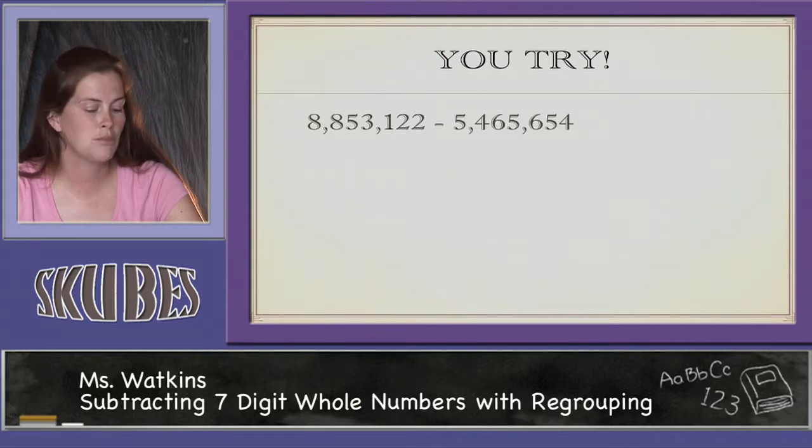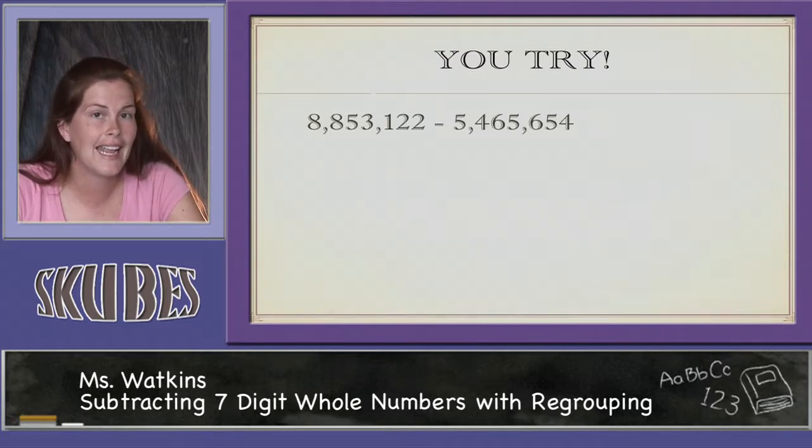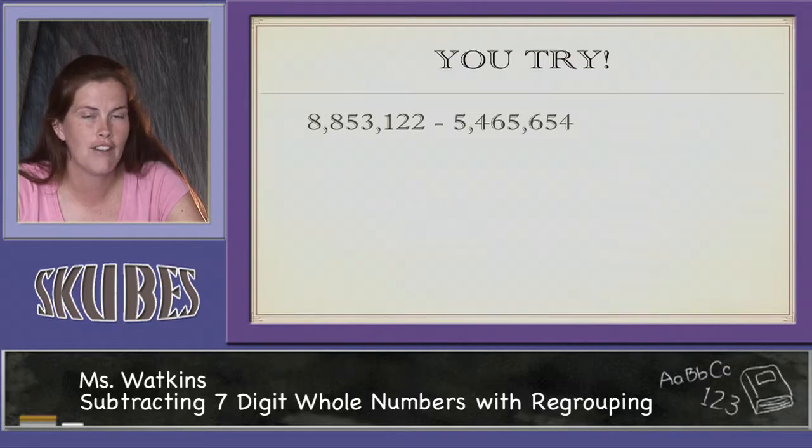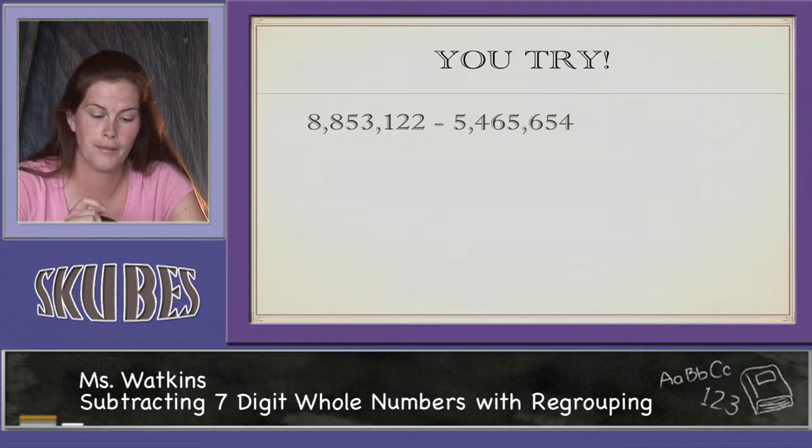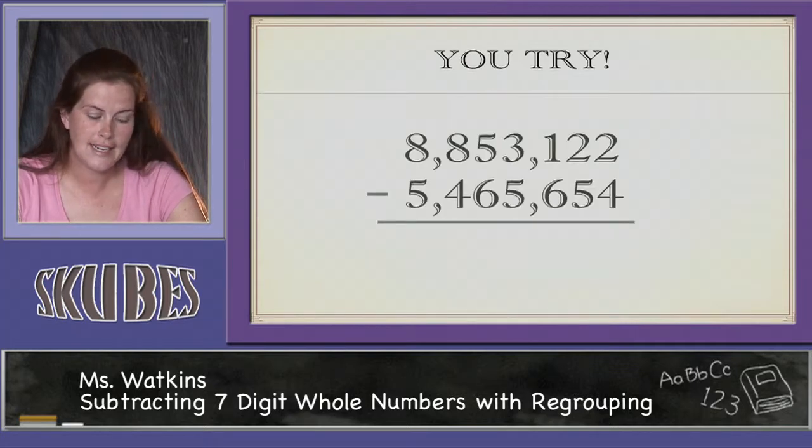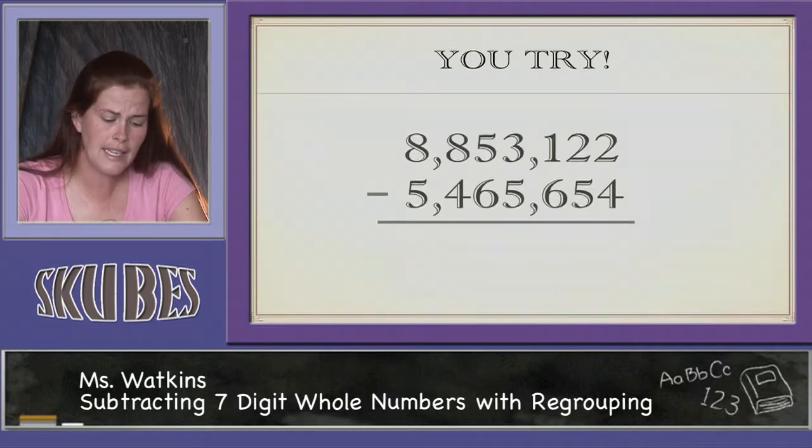All right, let's look at our last problem. We have 8,853,122 minus 5,465,654. We have them stacked vertically. To begin, we come to our tens place to regroup. This 2 becomes a 1, and this 2 becomes a 12. 12 minus 4 equals 8.